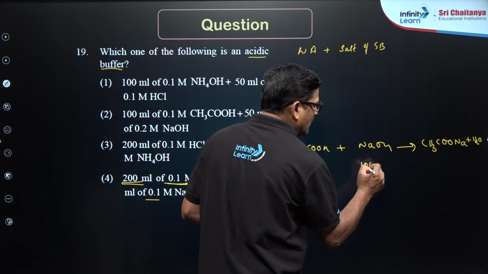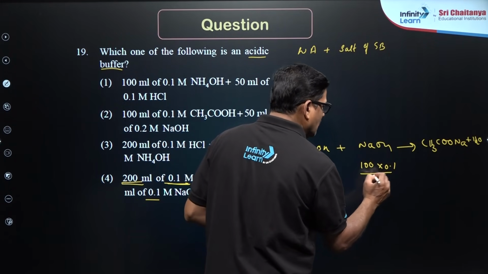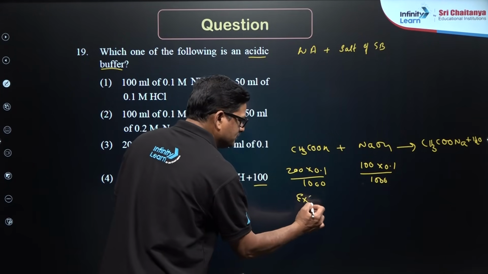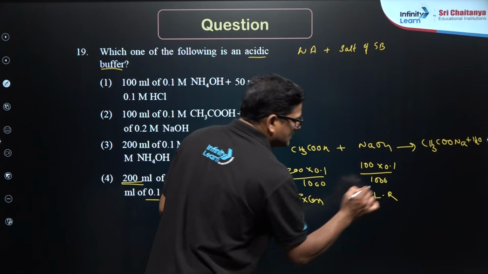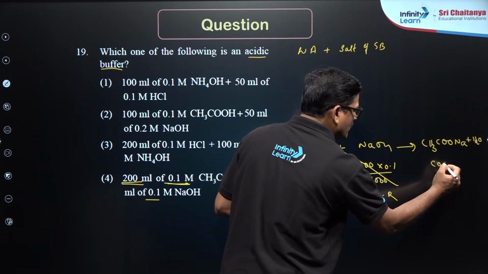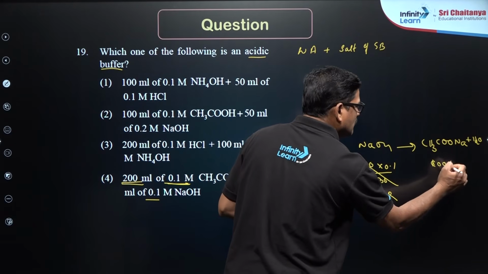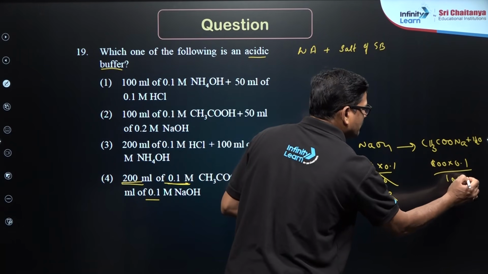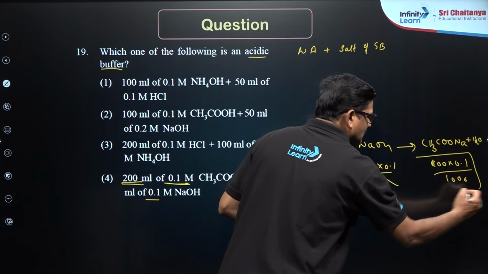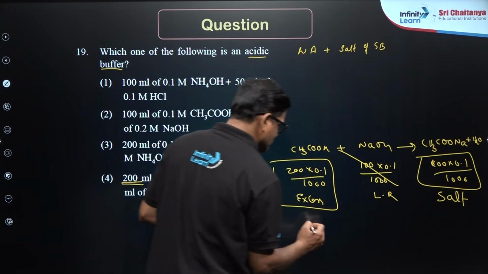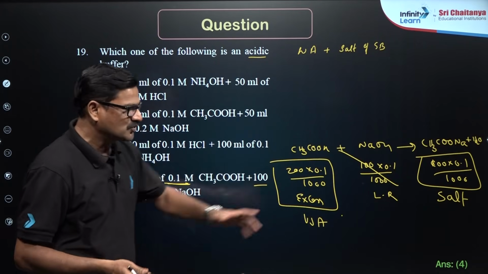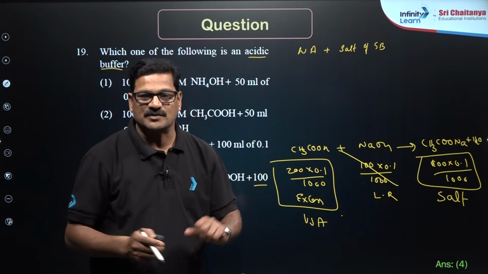So, it is going to be 100 milliliters of 0.1 upon 1000. So, this is in excess and this is the limiting reagent. So, it will be consumed, and the same amount is going to be formed here, 100 into 0.1 upon 1000. So, this is the leftover excess and this is a salt. A salt plus its weak acid is going to be a buffer. So, the answer for this question is option 4.